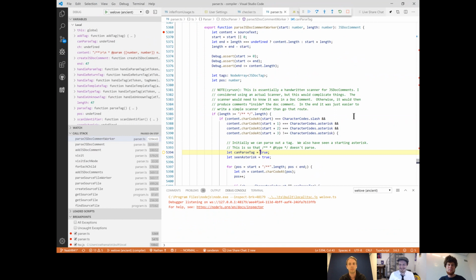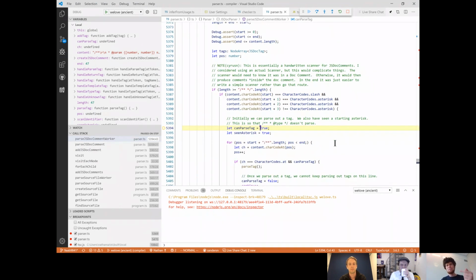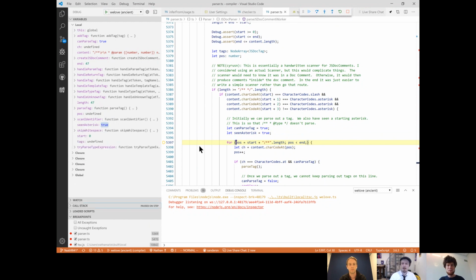So, all right, canParseTag and seenAsterisk are essentially our state maintenance variables. We're building a state machine here. And later versions actually just have an enum where you tick through the various states of the state machine. But here we're using two booleans instead. The important thing is really just canParseTag. So let's take a look. If you all think of an interesting watch, you might add a watch here. I'm not sure what it would be, but yeah, I don't know.